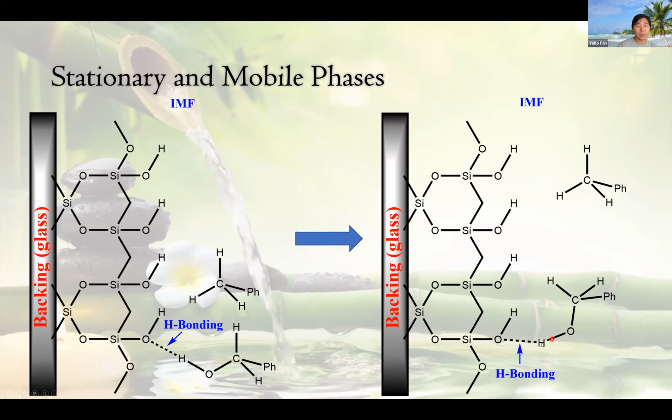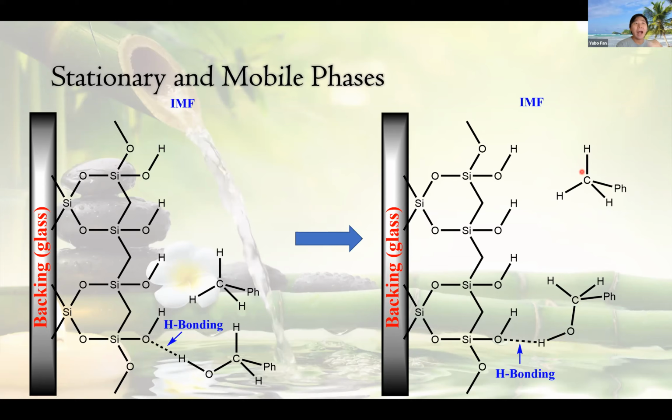So it's kind of stuck here. It can't move very quickly. While the other one is nonpolar, there isn't a very strong intermolecular force between them, so it can move fast. So that's why you can see the separation between them in the end.